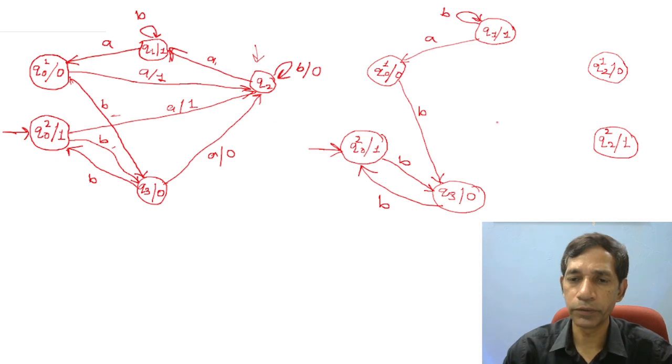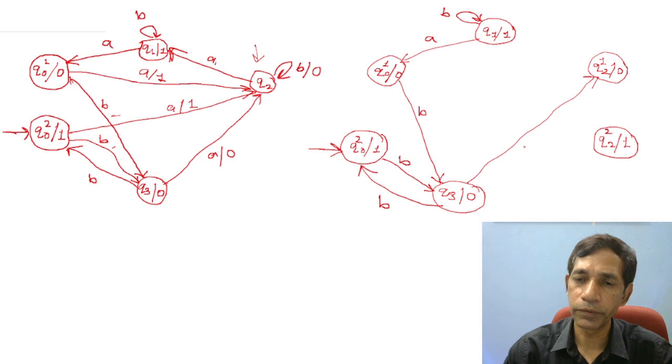So where is 0? You can just go from here to here. This is for the case of 0, and it is going to produce the output 0, and the label is what? Label is A. This is the label. This is the only incoming edge which produces the output 0, so you can join this with this copy of the state.